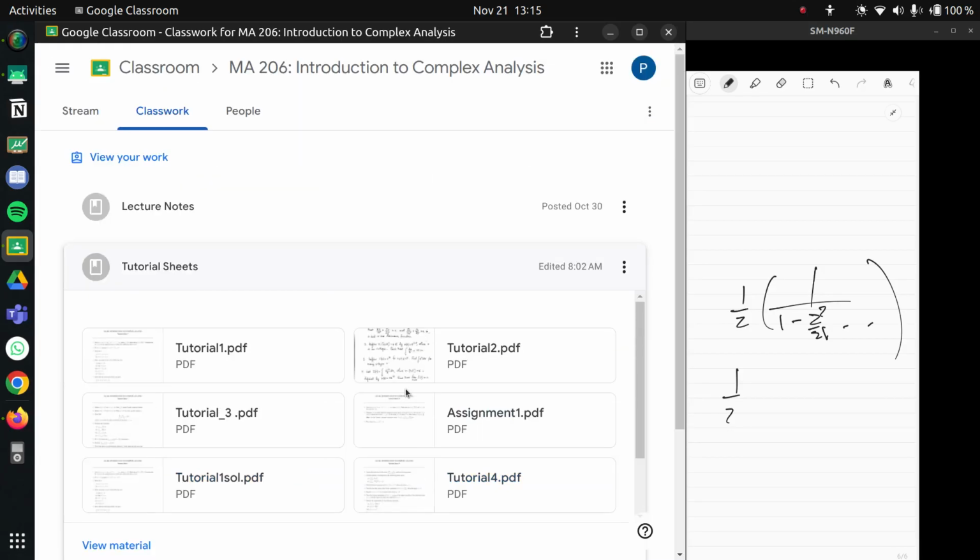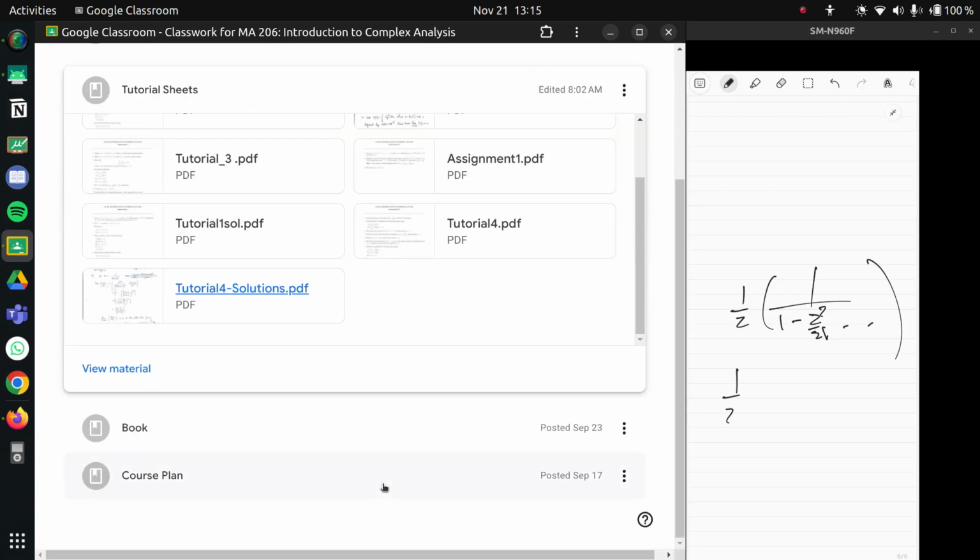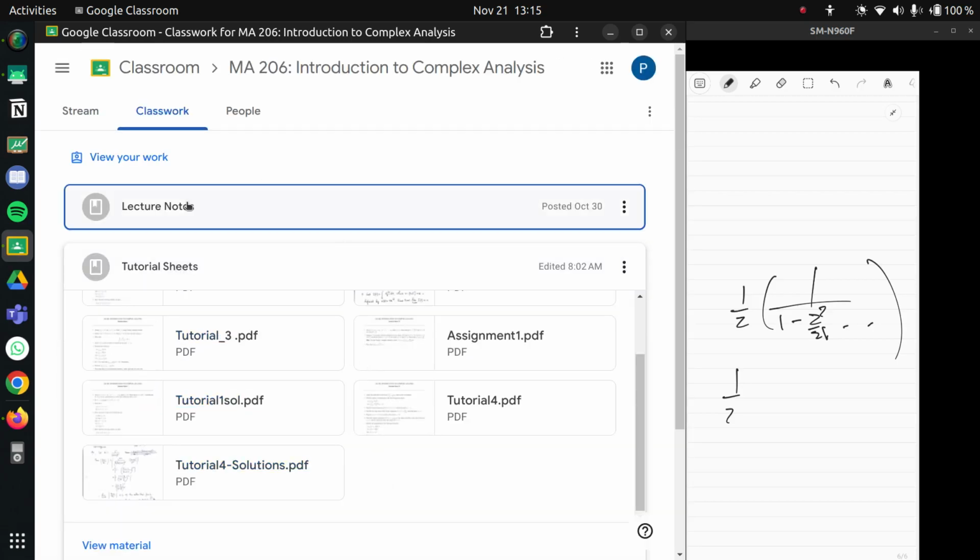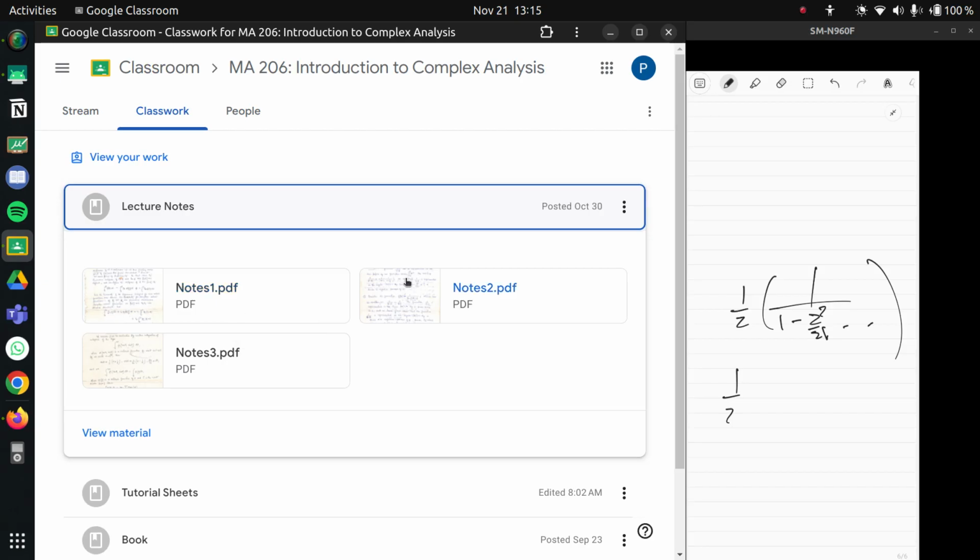So now it's assignment 2. So assignment 1, tutorial 1, whatever. Lecture notes. I guess we'll just read the lecture notes at this point. Or maybe I should just take a break.